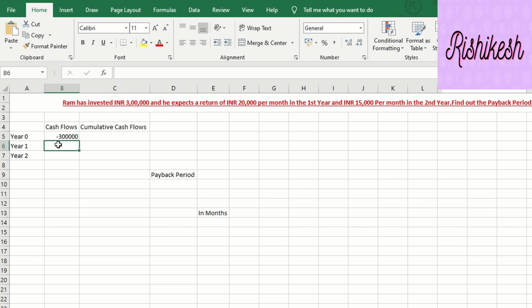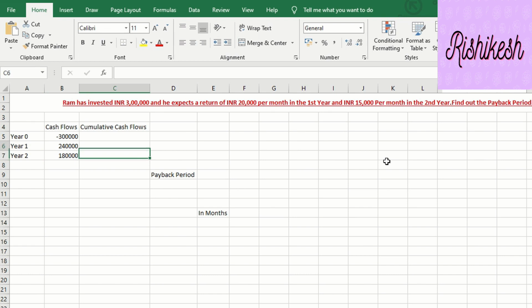Now, in year 1, he is expecting a return of 20,000 per month. So in a particular year, what will be his returns? That will be 20,000 into 12, that is equals to 2,40,000, and that will be in plus sign because that's a return, means it's a cash inflow. Similarly, in year 2, he is expecting a return of 15,000 rupees per month. So that will come out to be 15,000 into 12. So that will again be positive 1,80,000 because it's a return. So it's a cash inflow.